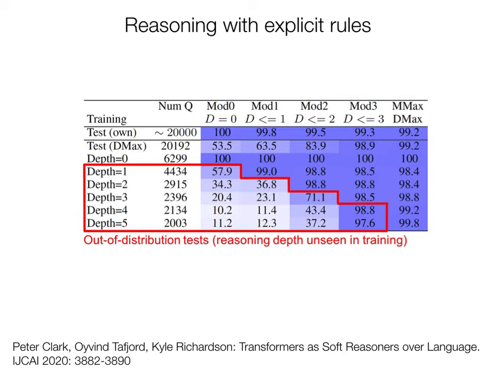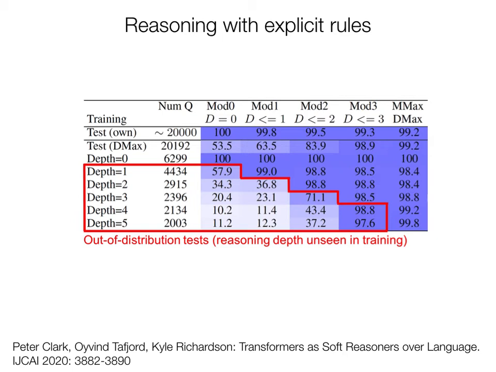For model 2, for example, there would be 2 inference steps. So there's maybe a fact and you have to apply a rule, and then apply another rule, and so on. And then the different rows correspond to test cases also of different reasoning depth.